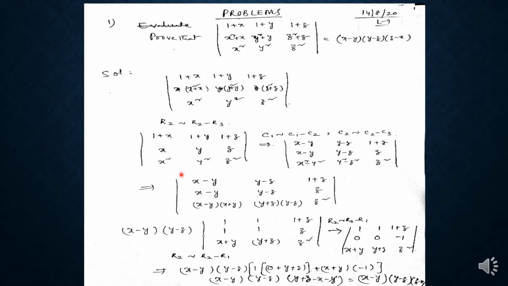Here we are getting x−y, and x²−y² can be written as (x−y)(x+y); then y−z, y−z, and (y+z)(y−z); and the third column is 1+z, z². By taking x−y from the first column and y−z from the second column, we get (x−y)(y−z) times the determinant with first column 1, 1, x+y, second column 1, 1, y+z, and third column 1+z, z².